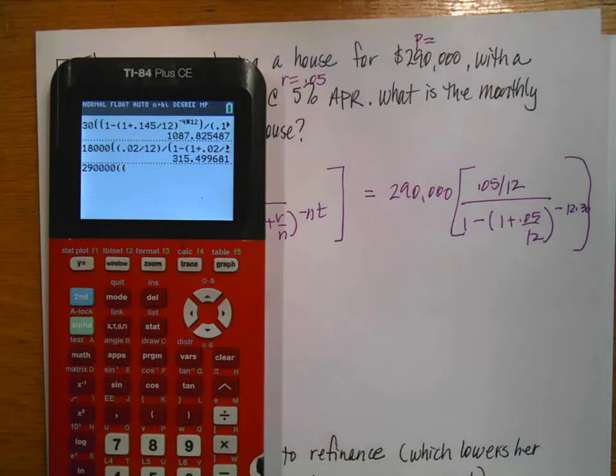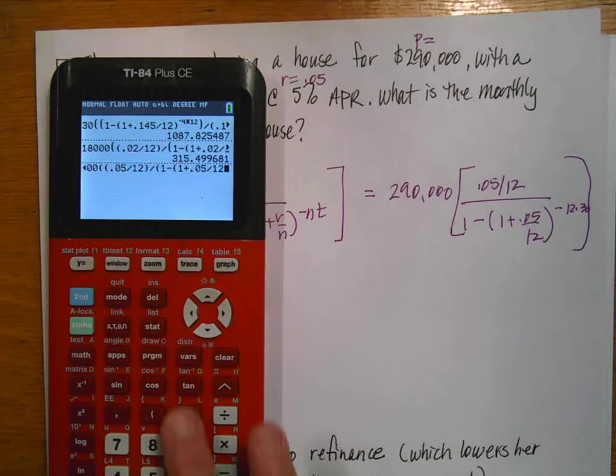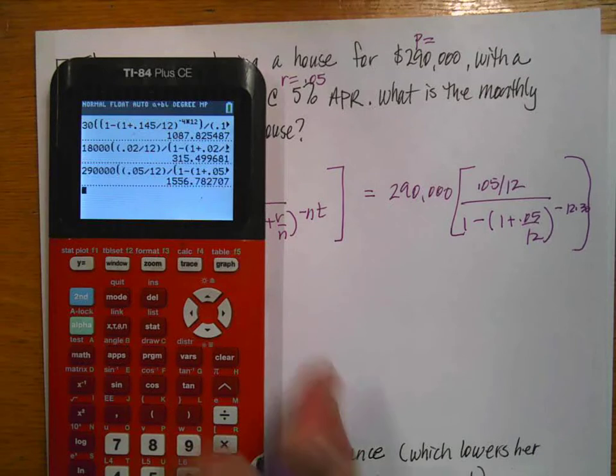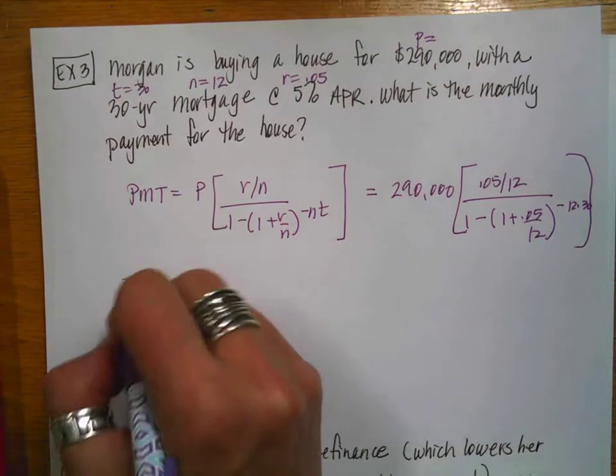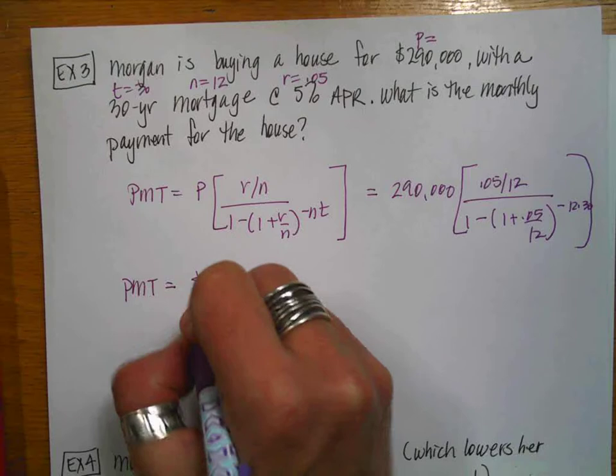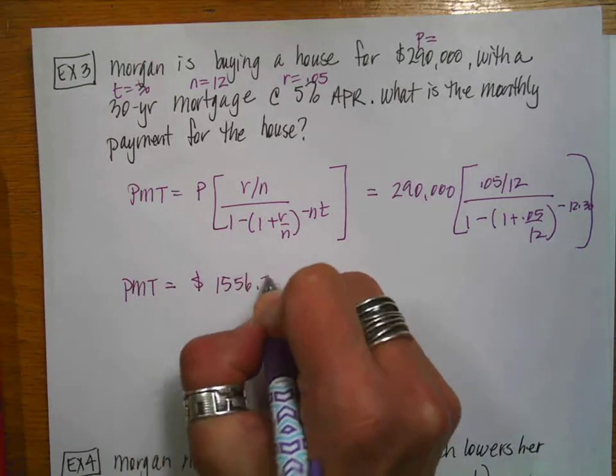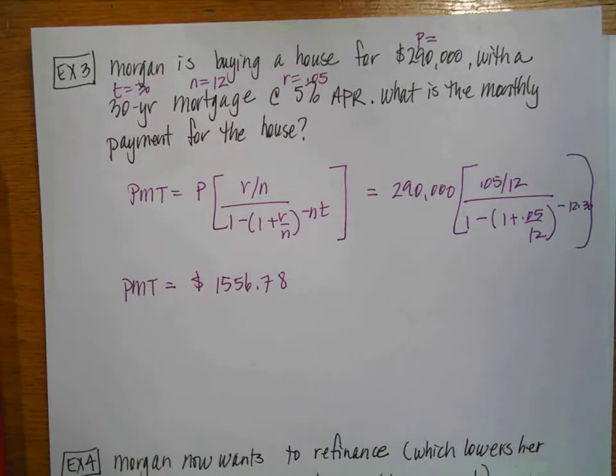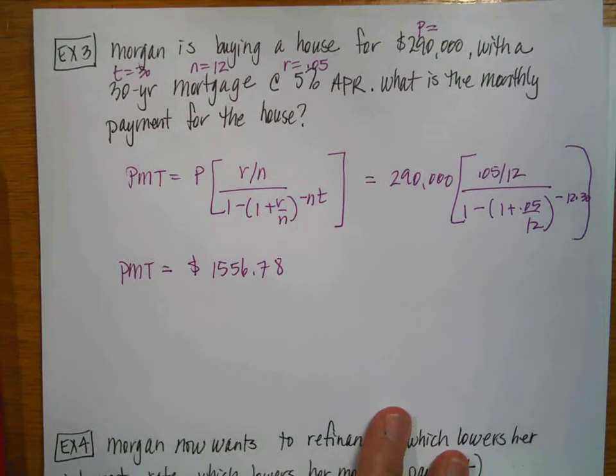So 290,000 times parentheses, 0.05 divided by 12, divided by open parentheses, 1 minus another parentheses, 1 plus 0.05 divided by 12 raised to the negative 12 times 30, outside of that, close, go, and we get that her monthly payment is going to equal 1556.78. So that's her monthly payment, and that's really important as you try to figure out what you know.